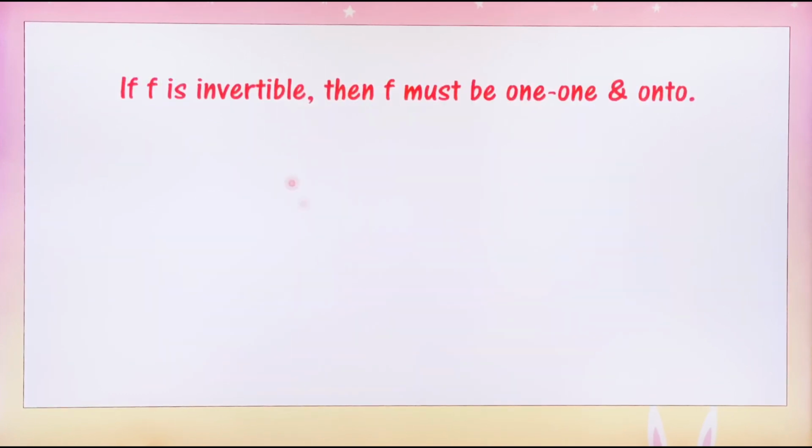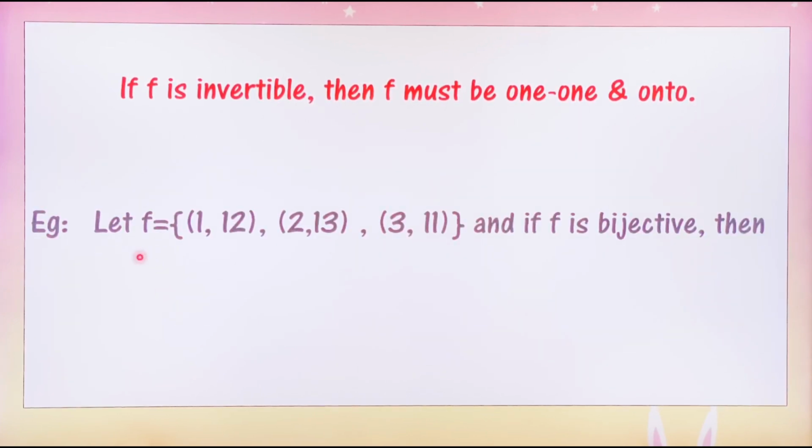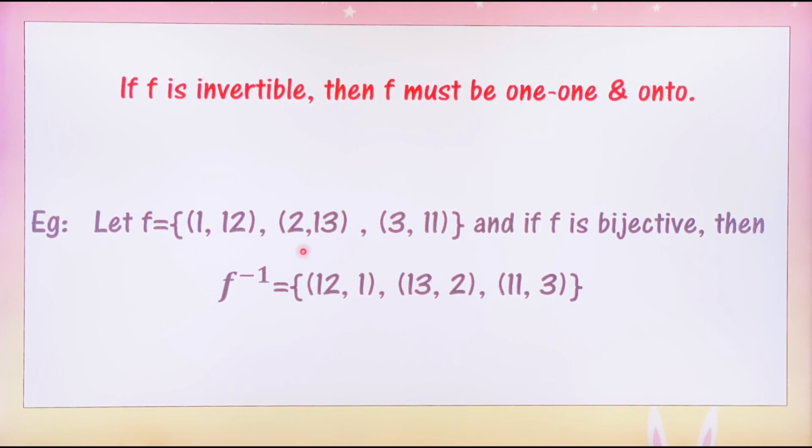If f is invertible, then f must be one-one and onto. For example, let f equal {(1, 12), (2, 13), (3, 11)} and if f is bijective, then f inverse equals {(12, 1), (13, 2), (11, 3)}.